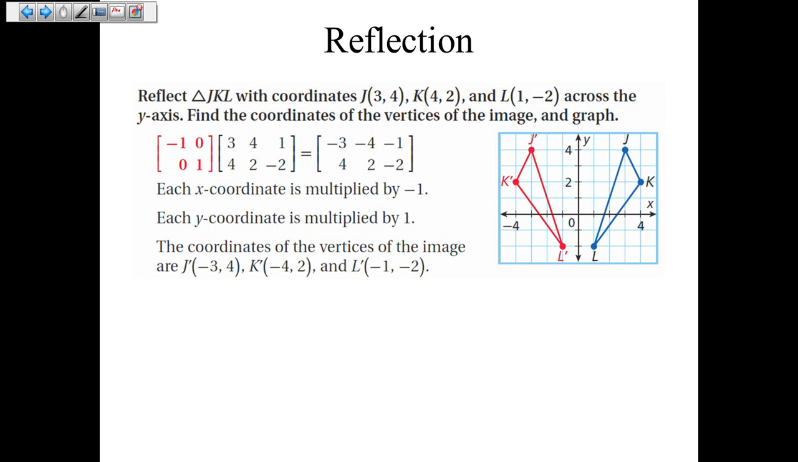Now, what we're going to do is take a look at a graph for this. We can see the original triangle, JKL, in the blue, and the image triangle, J primed, K primed, L primed, is in red, and you can see that they've all been reflected over the y-axis. Now again, you're not going to need to memorize what your reflection matrices are. You can ask for those, I'll give them to you, that's no problem, but you need to know what to do with them.